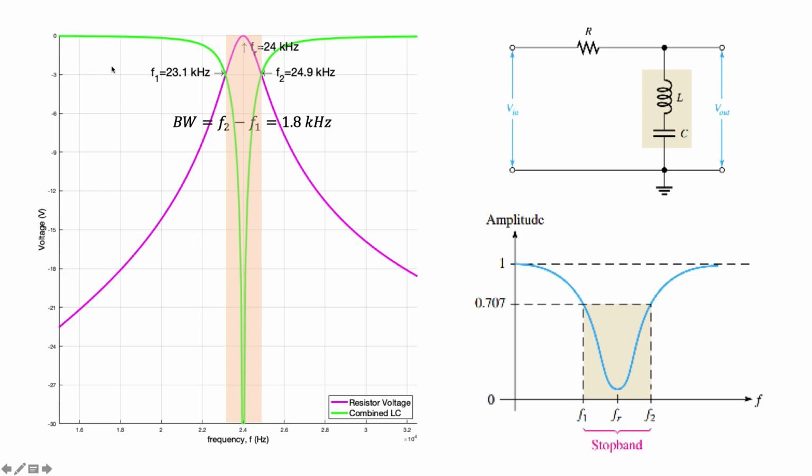Below f1 and above f2, the input signal is allowed to pass. This type of filter is called the bandstop filter. The range of frequencies between f1 and f2 is called the stop band. This type of filter is also known as a band elimination filter, a band reject filter, or through its more common name, the notch filter.